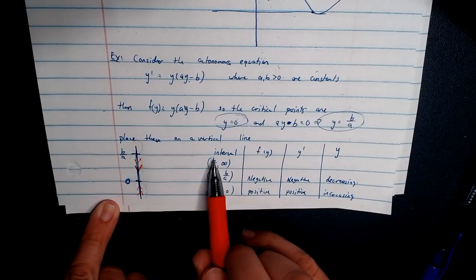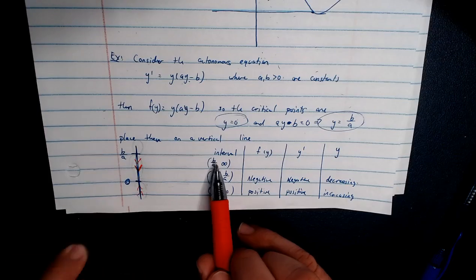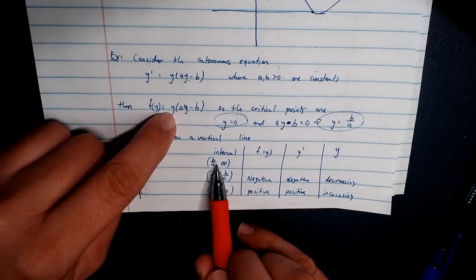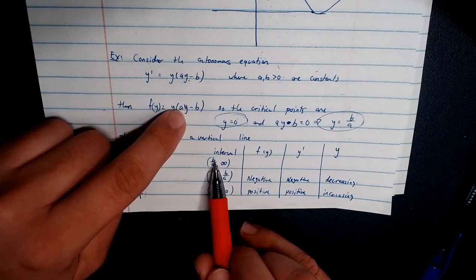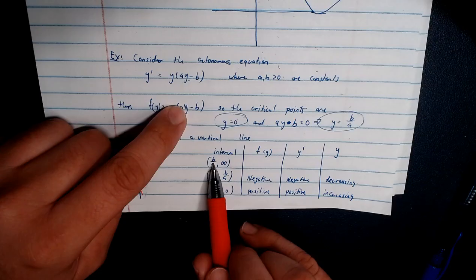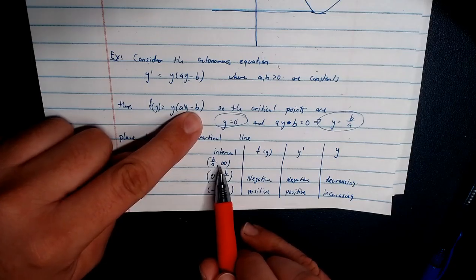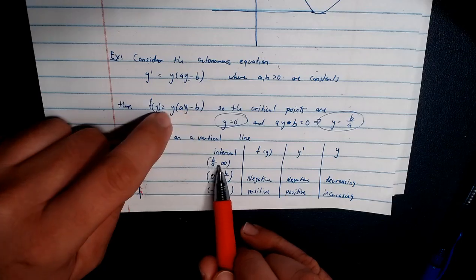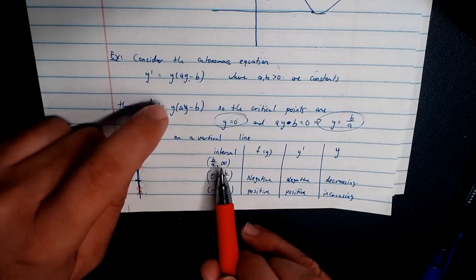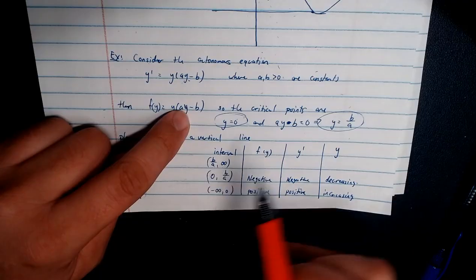Well, if I pick a number greater than b over a, that's definitely positive. Something bigger than a positive number is positive, so that first number is positive. If I take something bigger than b over a, and I multiply it by a, the a's cancel out, and I get something bigger than b. But if I take something bigger than b, and I subtract away b, I get a positive. It's going to be a smaller positive, but it'll be a positive. So, plugging in something between b over a and infinity gives me a positive times a positive. That's a positive.